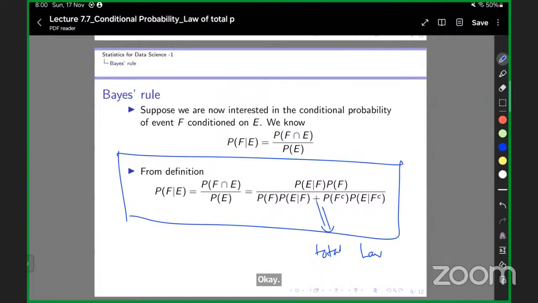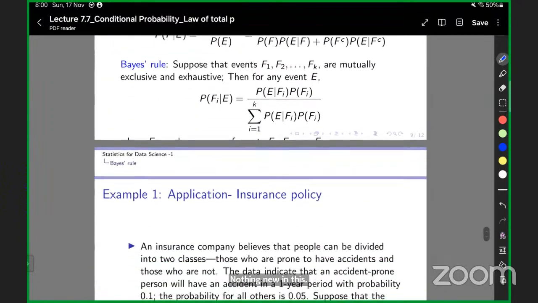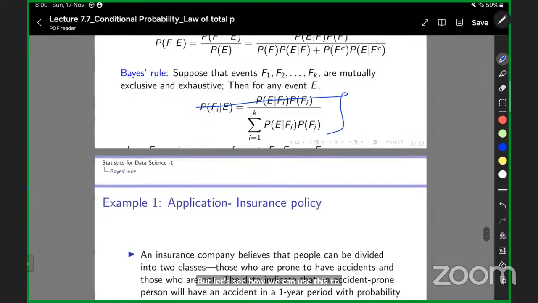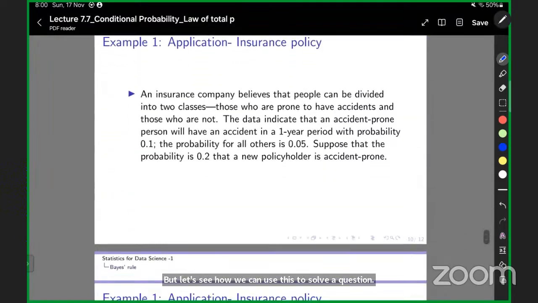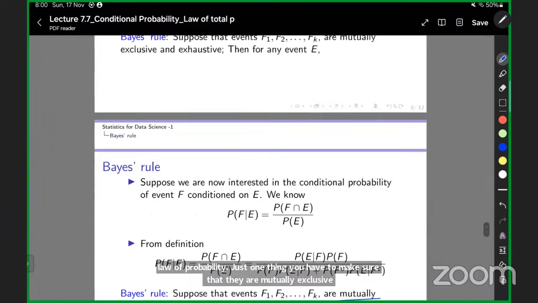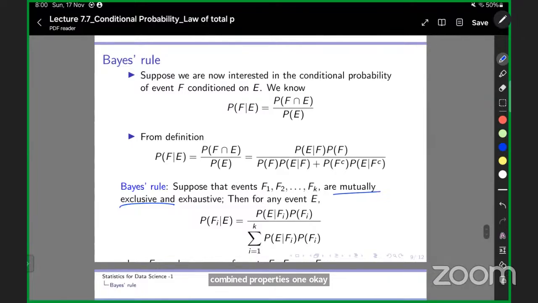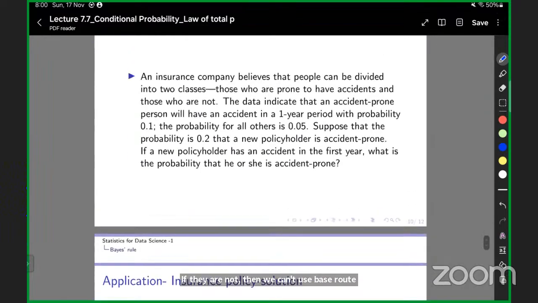Nothing new in this, but let's see how we can use this to solve a question. This we know, right? That's what we already did in the total law of probability. Just one thing you have to make sure, that they are mutually exclusive and exhaustive. We did the same thing there also, right? They were mutually exclusive. There is nothing common in between, and they are exhaustive. Exhaustive means this whole thing combined, the probability is one. If they are not, then we can't use Bayes rule. Just make sure.